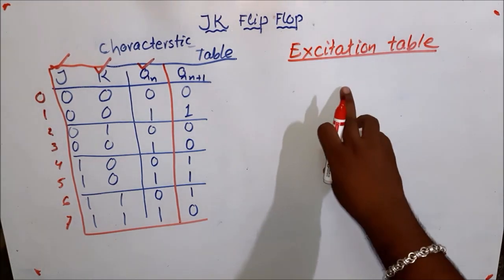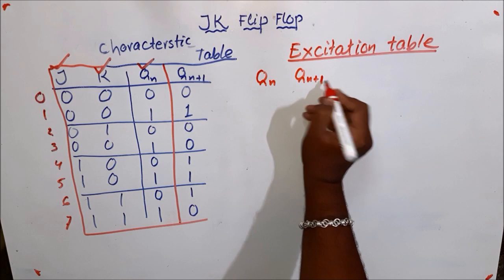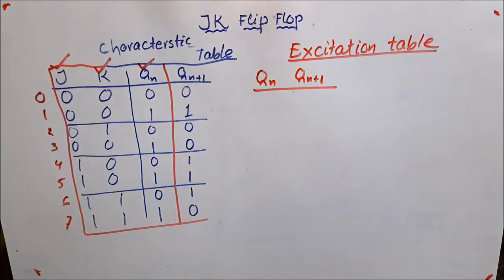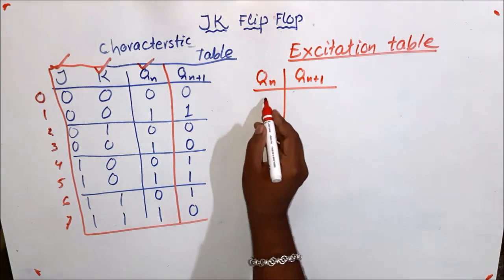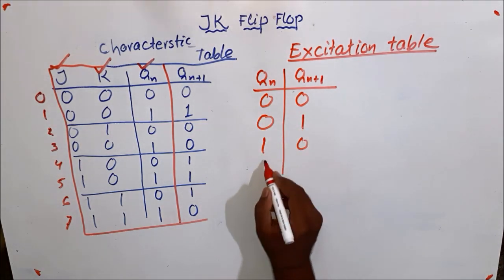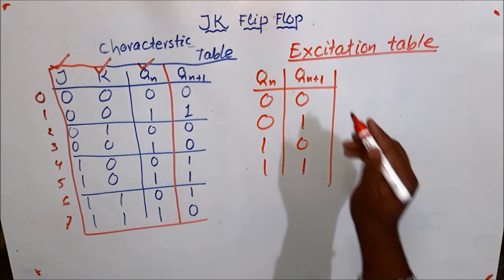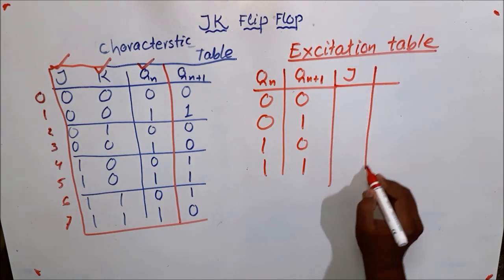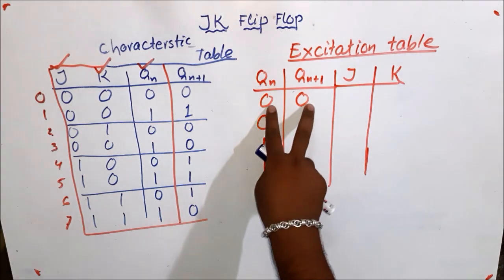Okay, the excitation table. We have Qn and Qn plus 1, so we have two variables, that means present state and the next state, and for these two variables we have 4 sets of combinations: 0 0, 0 1, 1 0 and 1 1. That means to get these 4 conditions, what should be my J and K? This is the meaning of the excitation table, and this excitation table is actually used to convert one flip-flop from another flip-flop.